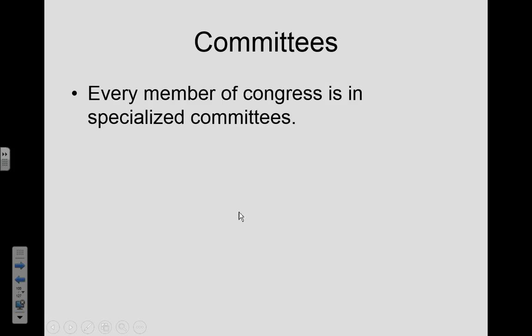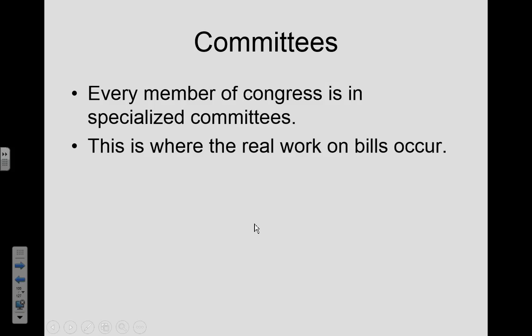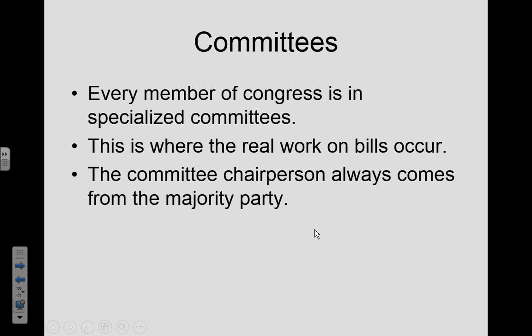Committees are made up of members of, in this case, we'll say the House. So every member of the House is going to be in 2 or 3 committees. Every member of the Senate is going to be in 2 or 3 committees. And when a bill deals with a particular issue, let's say it's an agricultural bill, then it will be sent to a committee, the Agriculture Committee, that deals with agriculture. Okay, and those members of that committee will do most of the work on the bill.